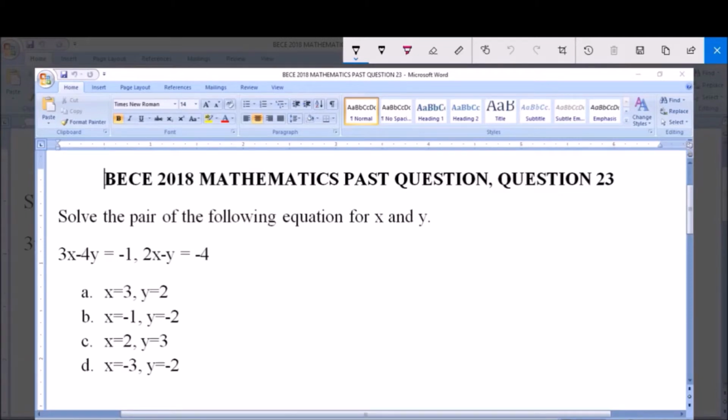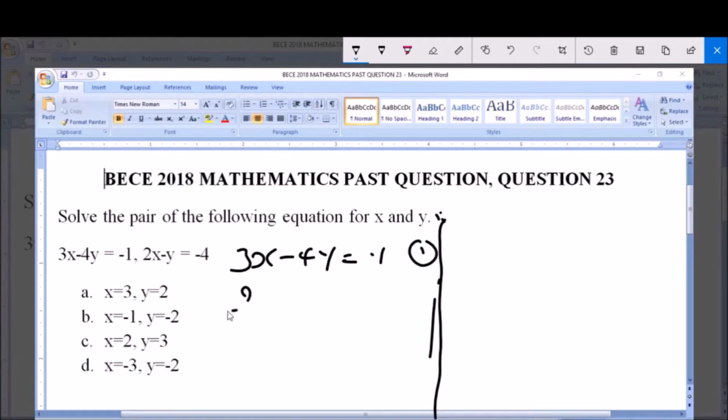Now, simultaneous equation simply means equations whereby you get the value of x and y at the same time. That's what simultaneous simply represents. So the first equation given to us, let's divide our page into 2 so we can have enough space. The first equation we have here is 3x minus 4y is equal to minus 1. This is the first equation. And the second equation says 2x minus y is equal to minus 4. This is the second equation.